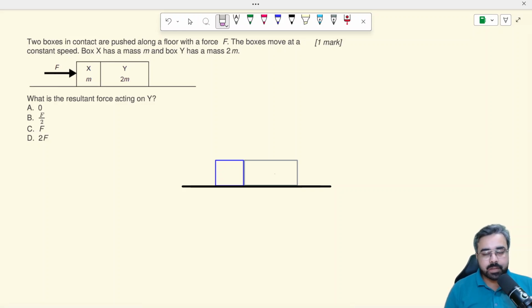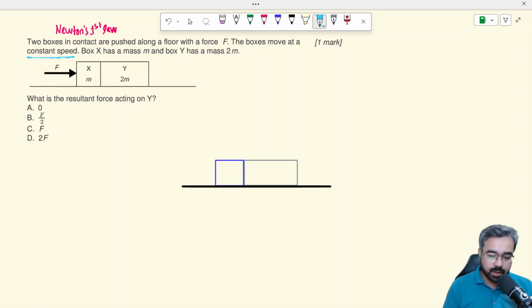In this video specifically, we are going to solve the past paper question, which is about Newton's first law of motion. Newton's first law of motion is applied to those types of objects which are either at rest or moving with a constant velocity. In this question, they do not mention any change in direction, and they specifically mention that the two boxes are moving at a constant speed.